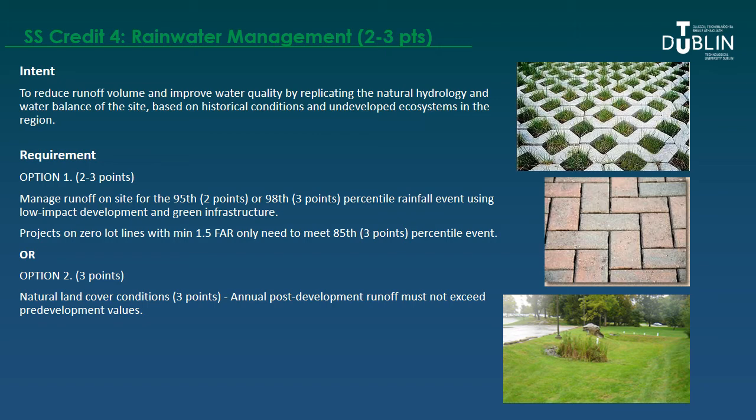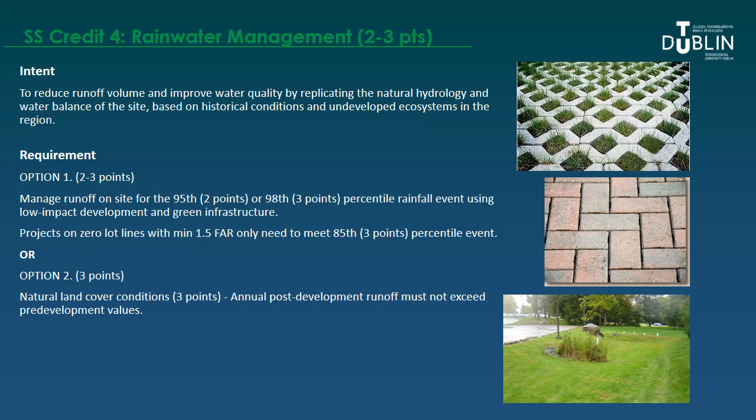So that would be reducing the amount of hardscapes. You might have alternatives to hardscape. You might have a green roof, or you might have porous paving or grid pavers or SuDS. You could collect the rainwater, so that will reduce the runoff, or you could divert the rainwater to planted areas, again SuDS, that would filter and drain it back. If it's a project with a zero lot line, so the minimum FAR is 1.5, then you only need to meet the 85th percentile event.